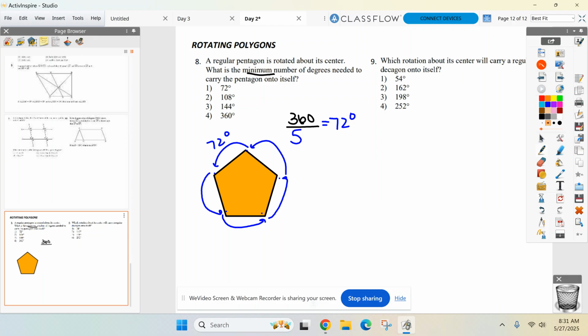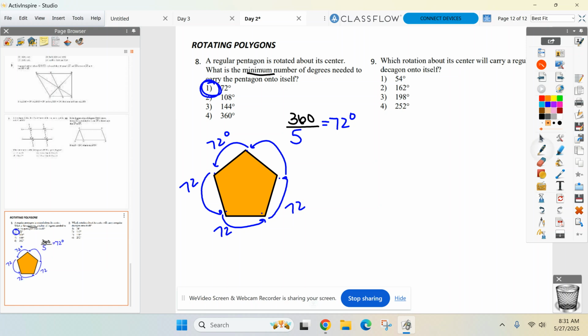It might not be the only one, right? I can go another 72, another 72, another 72. But for this answer, it's looking for the minimum, which is 72. And yes, you do need to know how many sides a pentagon has. That's not on any reference sheet. That's what you need to know.